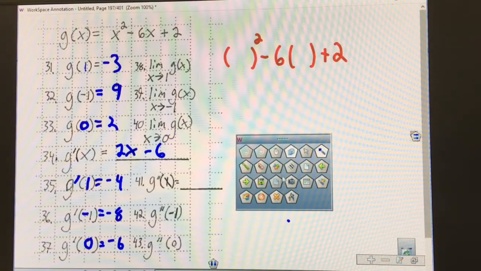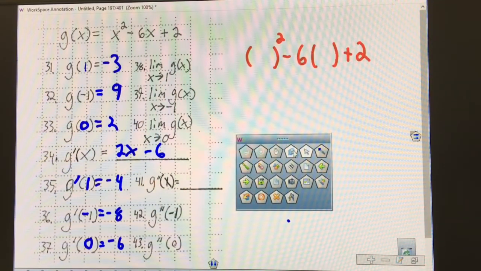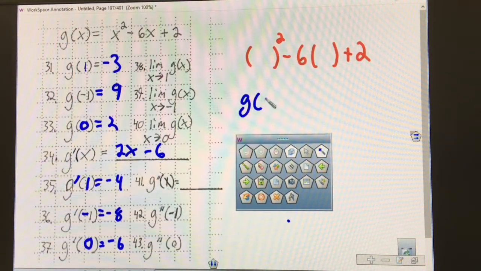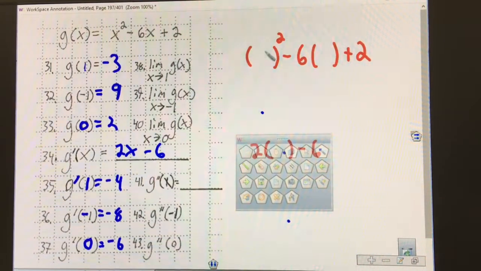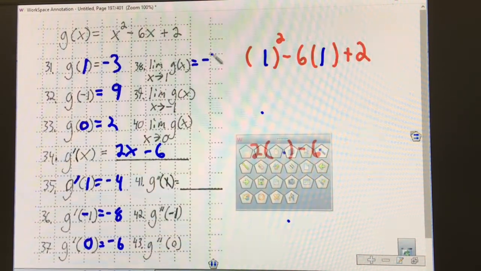So the limit as x approaches 1 of g of x is going to be the same as doing g of 1. I plug that 1 in. It's not a graph. I can plug it in. It's continuous for all reals. So I'm just going to plug in 1. And I already calculated that over here, didn't I? So it's going to equal -3.